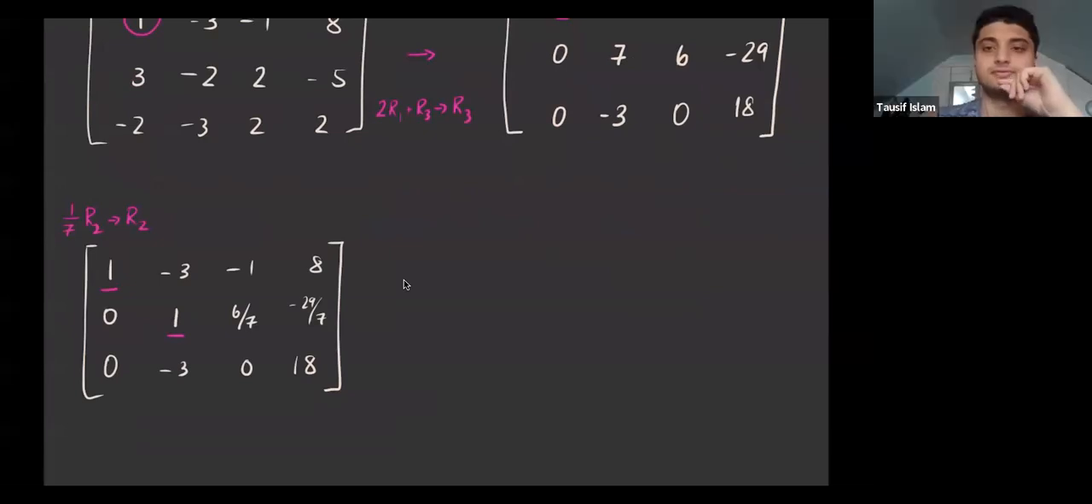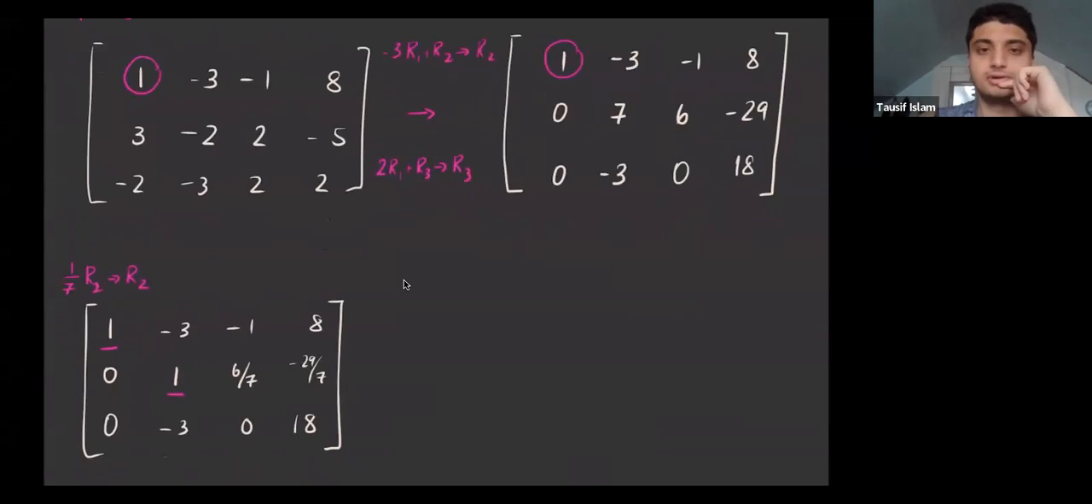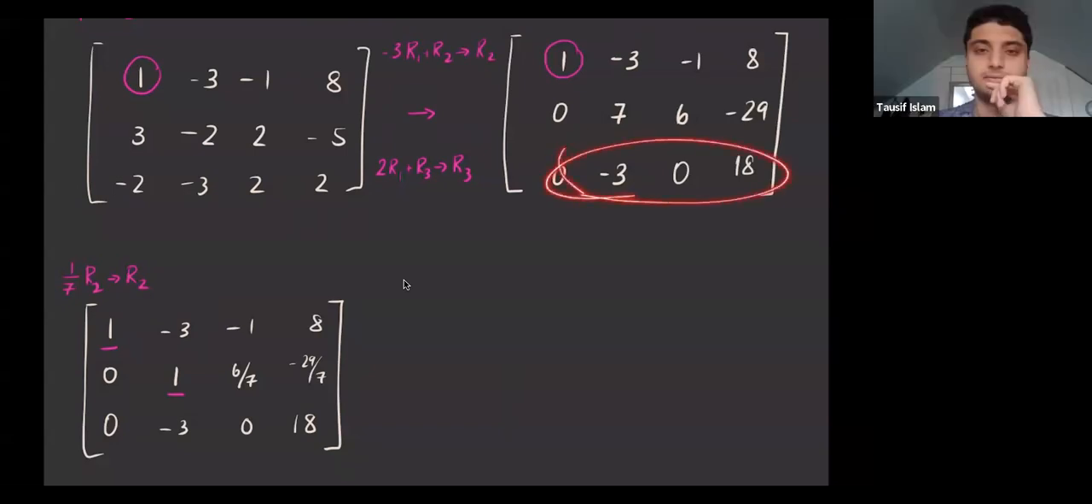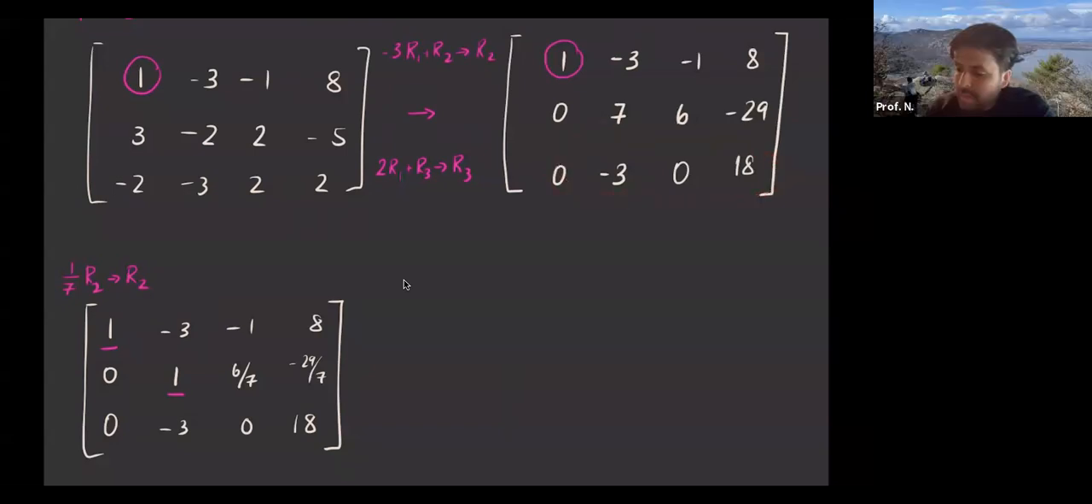Oh, wait, Professor, to get the pivot in the middle, can you do R2 would be R2 plus 2R3, and the result would be R2? Oh, yeah. So you want to double this row and then add it to this one. Yeah, I think that might actually be a little nicer.